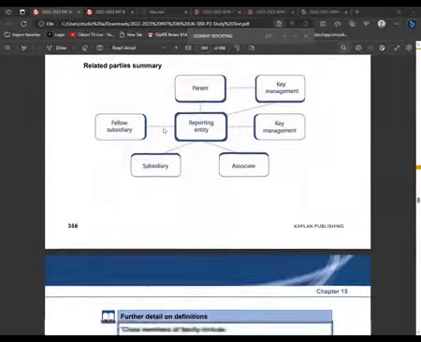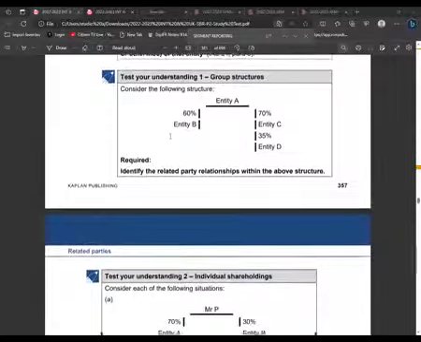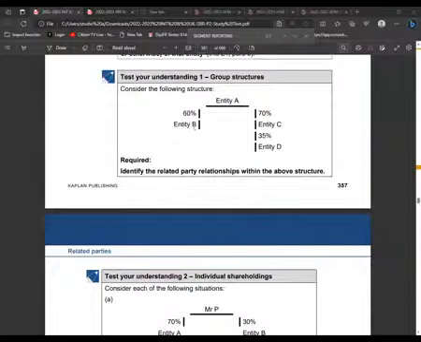Now, ladies and gentlemen, for us to be able to understand this, test your understanding of group structures. So we have entity A. Entity A has 60% of B, meaning that B is a subsidiary. And then it has 70% of C. Then it has 35% of entity D.